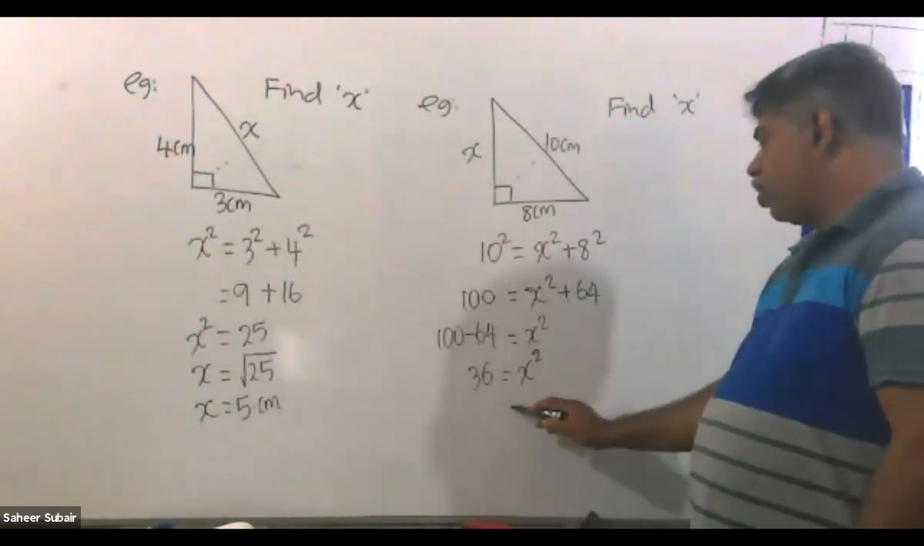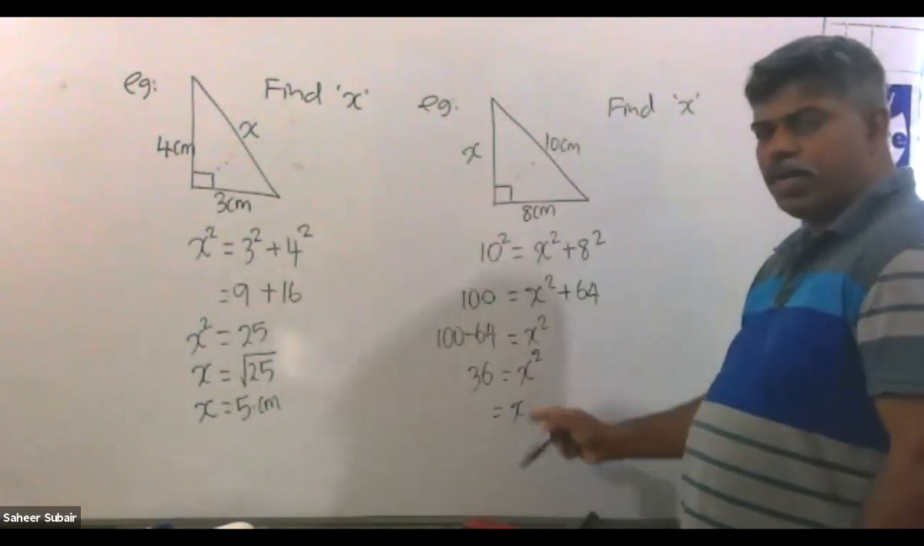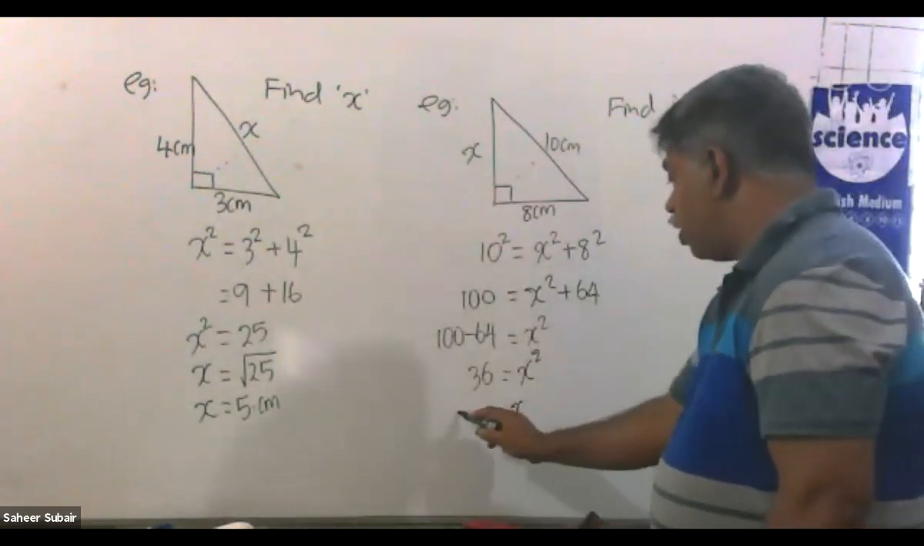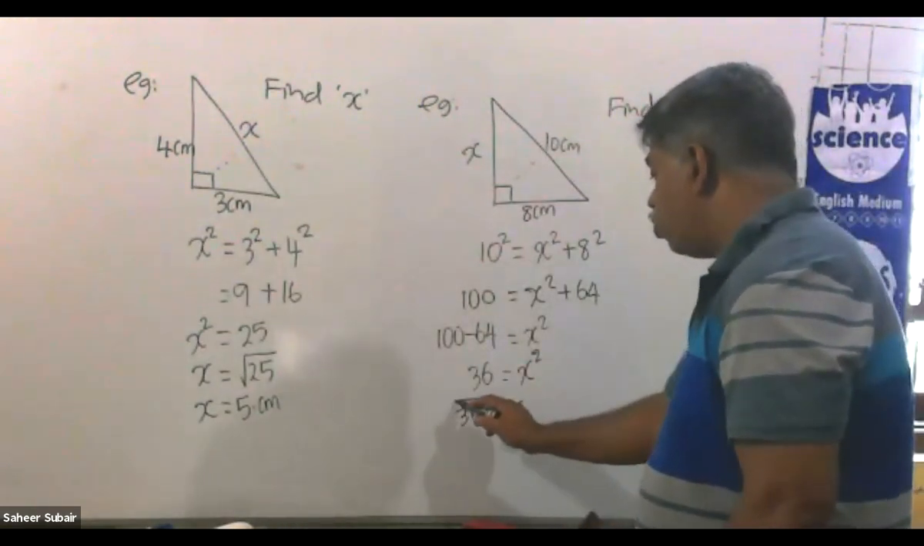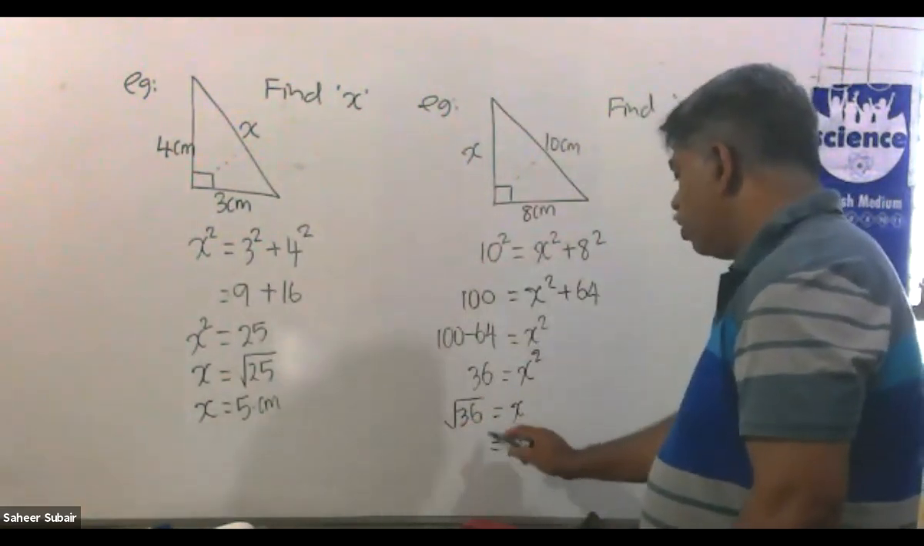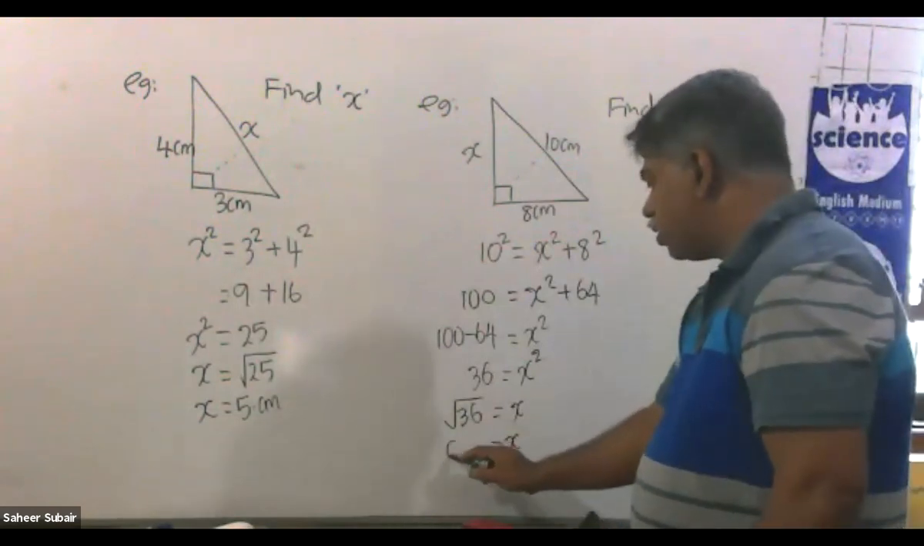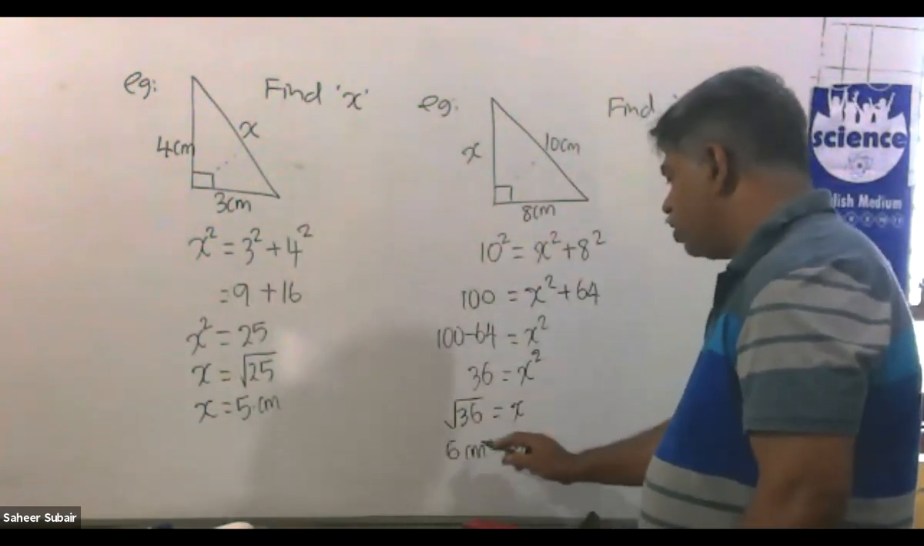So x squared equals 36. To find the x, we have to remove the square. When you want to remove the square, then you have to put the square root on the other side. Then x is equal to the square root of 36. Which square makes 36? 6. Then x equals 6 centimeter.